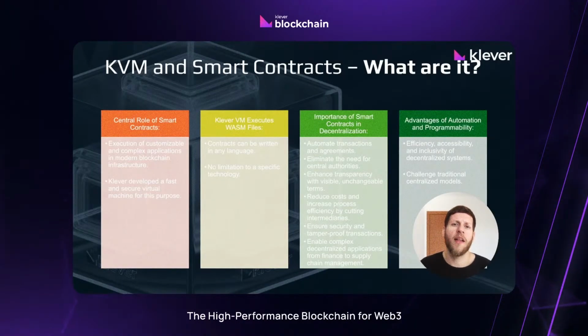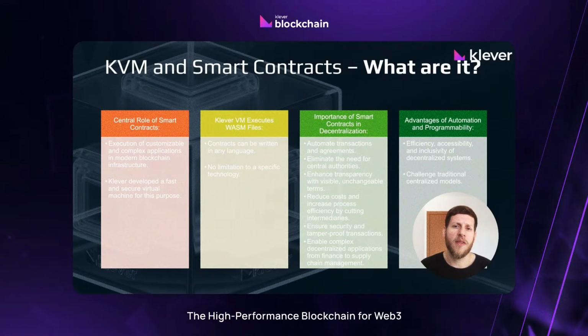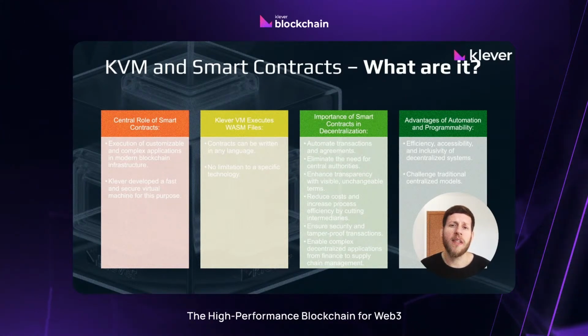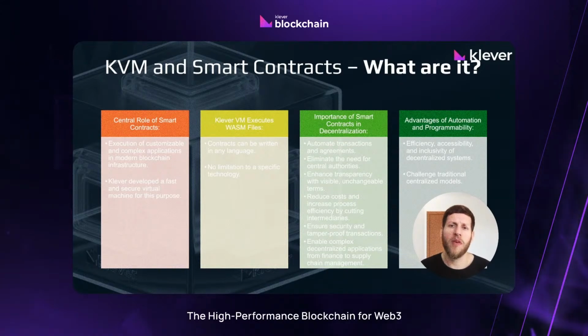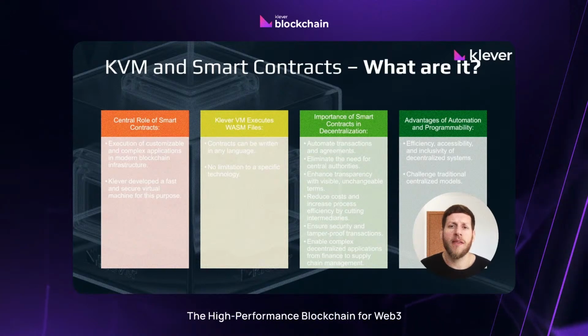I want to start by clarifying what a smart contract is and its importance. Smart contracts are key to decentralization because they automate transactions and agreements on the blockchain without needing central authorities. They enhance transparency, as all contract terms are visible and unchangeable. They are secure, cannot be tampered with, and allow for complex decentralized applications. This automation and programmability makes decentralized systems more efficient, accessible, and inclusive, challenging traditional centralized models.